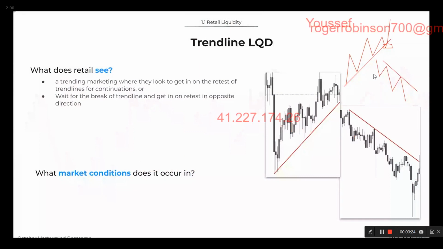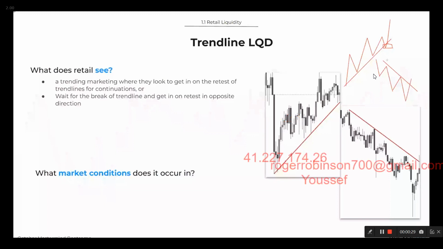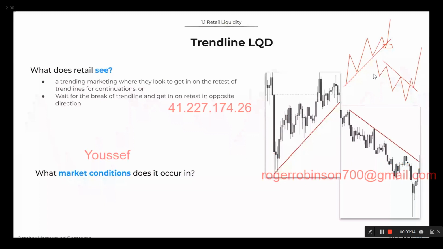On the opposite end, if you're looking to use a trend line not for a trending market, but for a counter trend, retail traders do what? They wait for the break of the neckline of the trend line, wait for the break of it, and then what do they do? They look to buy on the retest to then go higher. That's what trend line traders do.